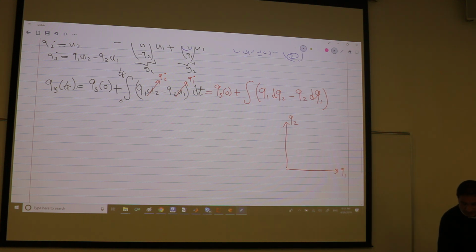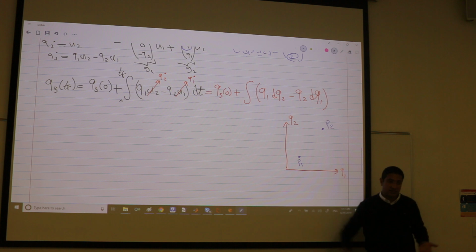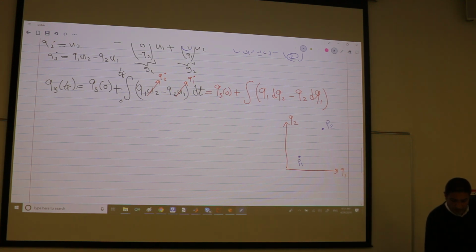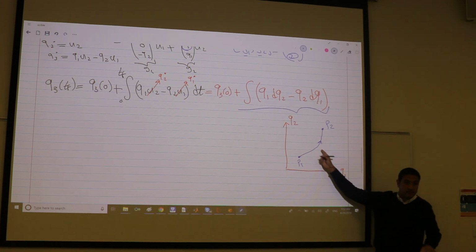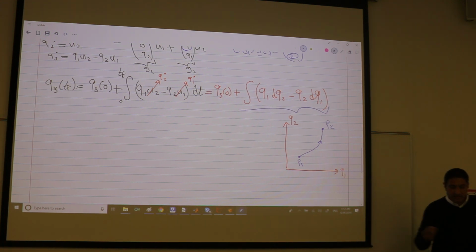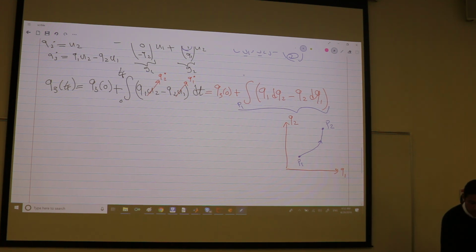And I have some P1, some P2 here. I want to connect this point to that point, okay? So here is my solution, for example. So this integral is along that line, okay? And you can easily show, so actually this is P1 and P2, right?